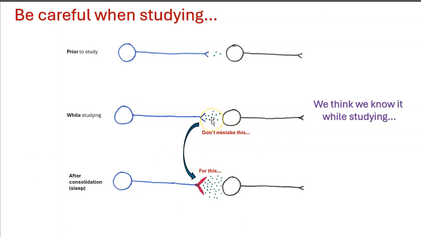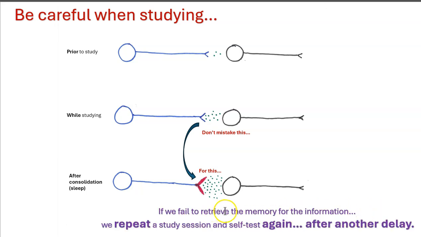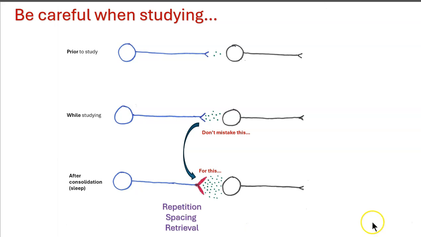So again, the illusion is we think we know it while studying, but we've got to check our retrieval at a later time to assess the strength of the synapses after consolidation. So we want to monitor the strength of synapses in the long-term memory system after consolidation. And if we fail to retrieve the memory for the information, then we've got to repeat the study session and then self-test again after another delay.